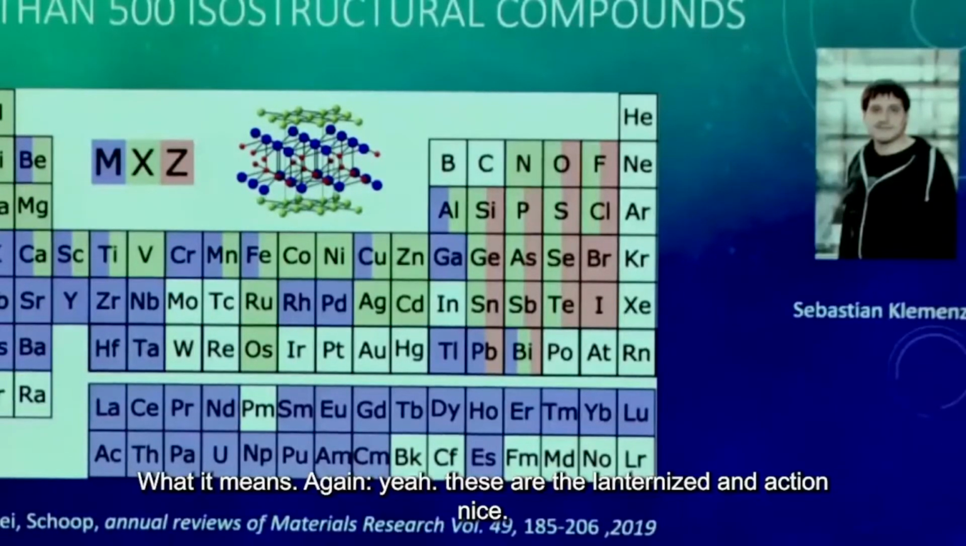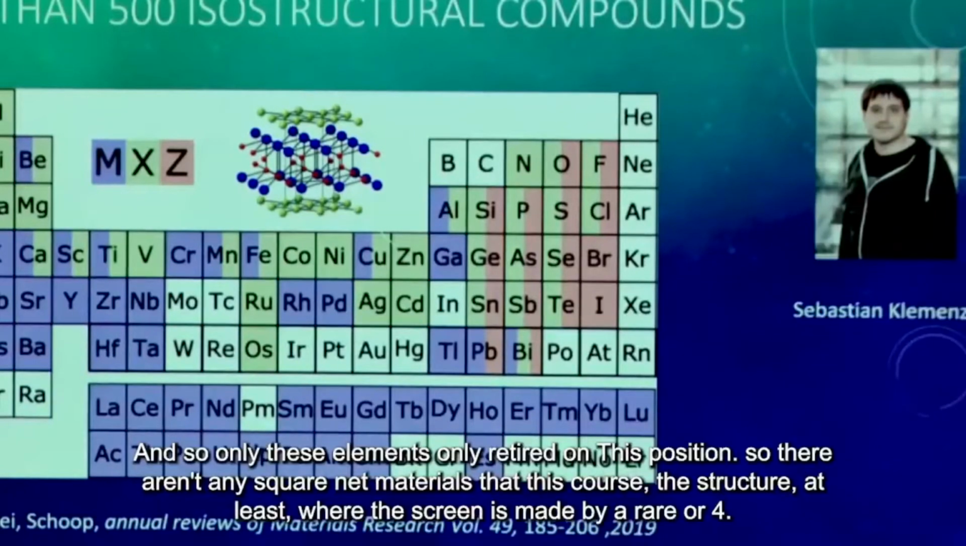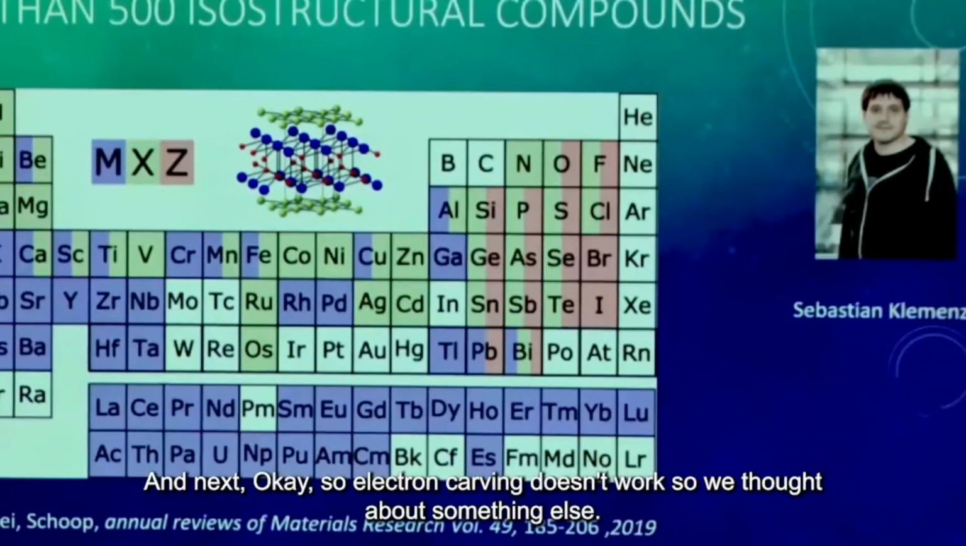And the 2 rows on the bottom, what do they mean again, the purple one? These ones? Yeah. These are the lanthanides and actinides, and these elements only reside on this position. So there aren't any square net materials in this crystal structure, at least where the square net is made by a rare earth or an actinide. Yeah. Thank you.